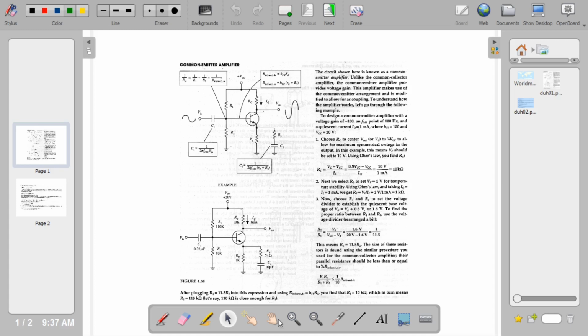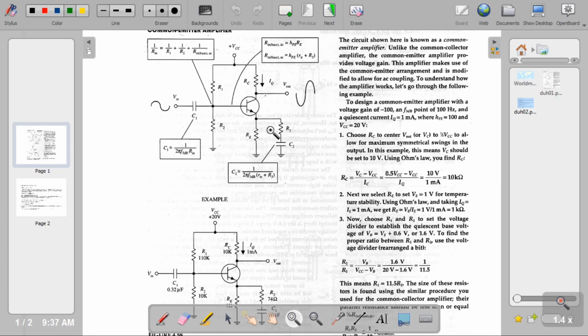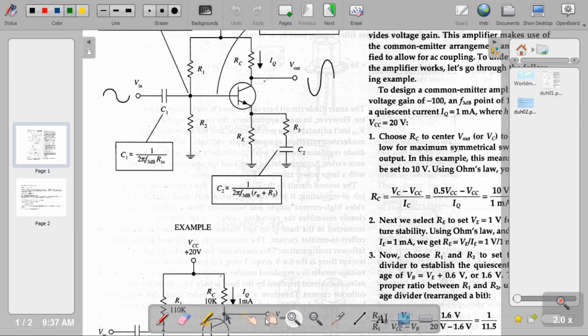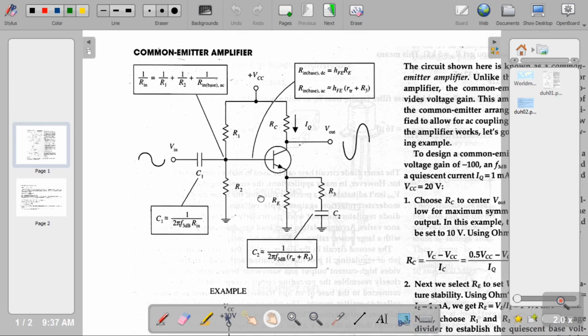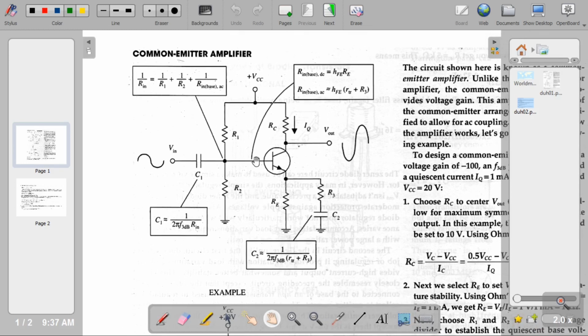So here, let me just increase the size of this so that we can see something. So that's the circuit. Very common setup. So it's a common emitter amplifier. So you have the VCC up there, R1, R2. So that's the voltage divider bias setup.